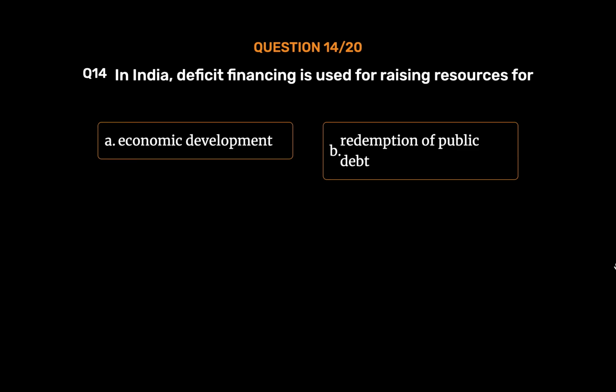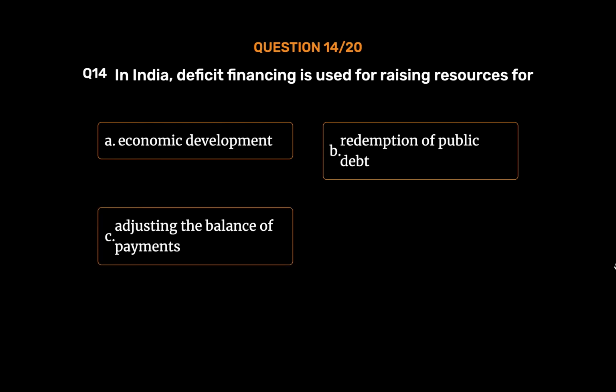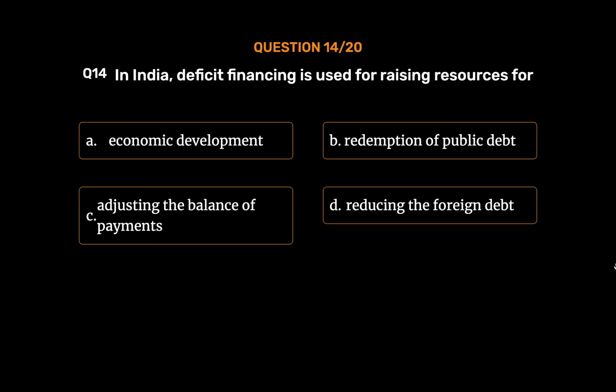Economic development. Option B. Redemption of public debt. Option C. Adjusting the balance of payments. Option D. Reducing the foreign debt. The correct answer is Option A.